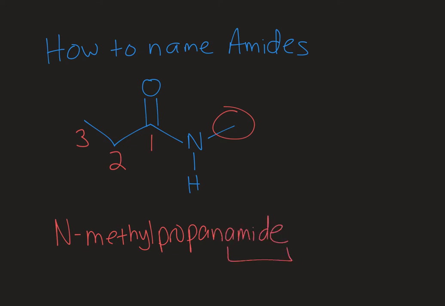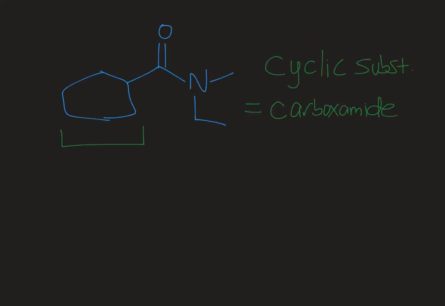And so I replace the last E that would normally be on propane with the word amide to tell me I have an amide functional group. I don't need to use a locant because by definition the amide is going to be terminal on the longest carbon chain because of the nature of the carbonyl with the X group coming off.